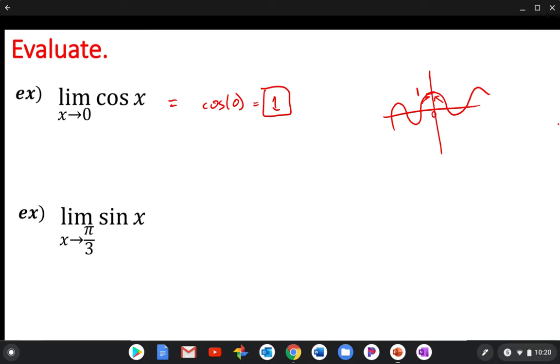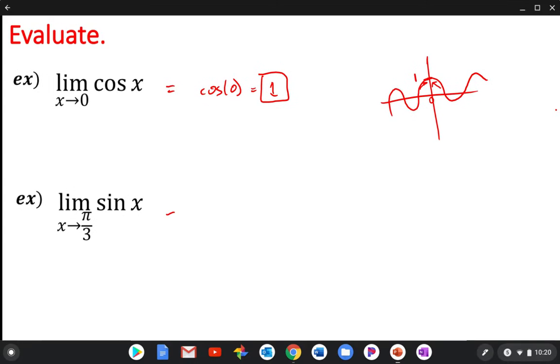So you can confirm it with a graph, but again, you should be able to do these just intuitively by direct substitution. So the next will be very similar. This is the limit of a trig function, so we're going to just direct substitute it in. The sine of pi over 3.